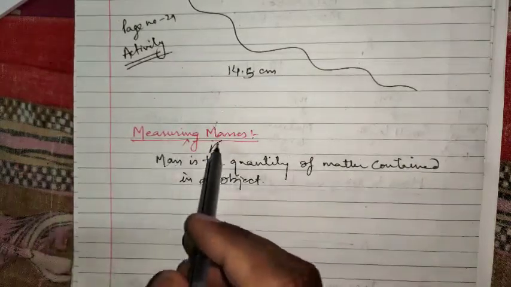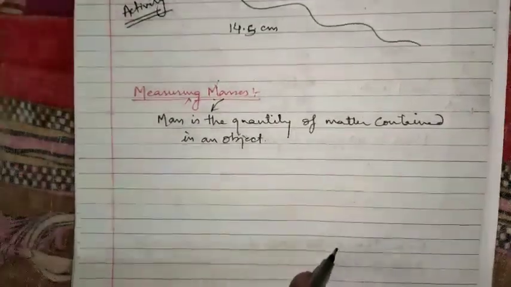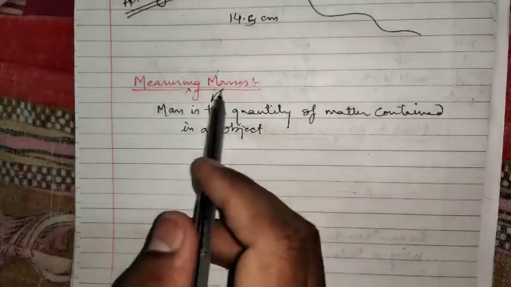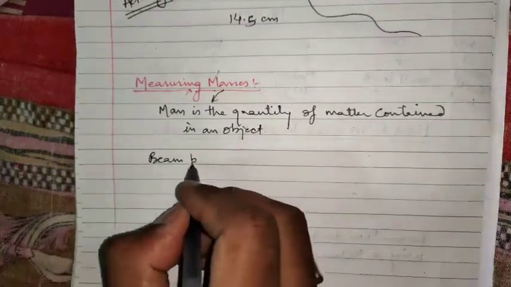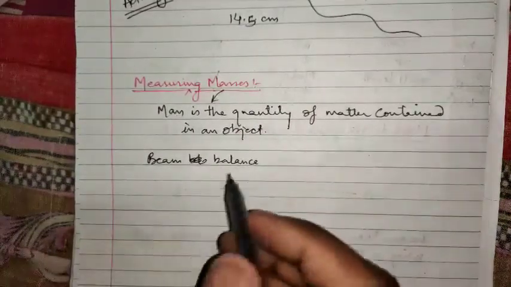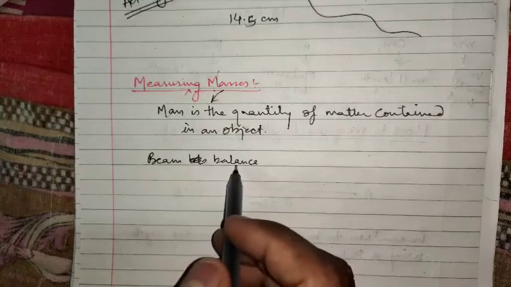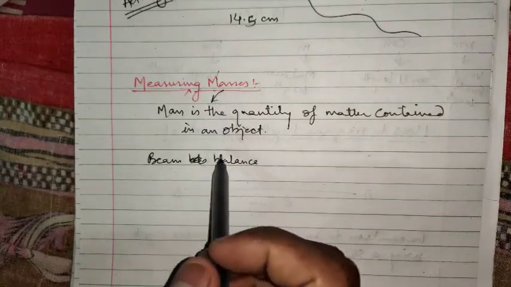Now we all know how to measure mass. We have seen so many examples of measuring masses. Like we have seen a beam balance in a shop. In the vegetable market we have seen a beam balance. With the help of a beam balance we are able to measure mass.